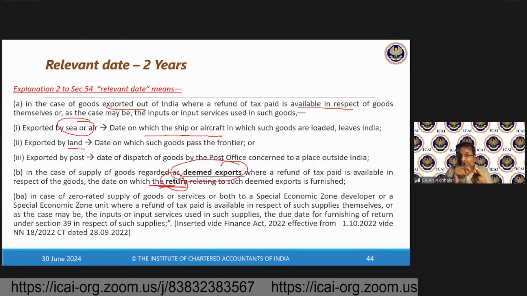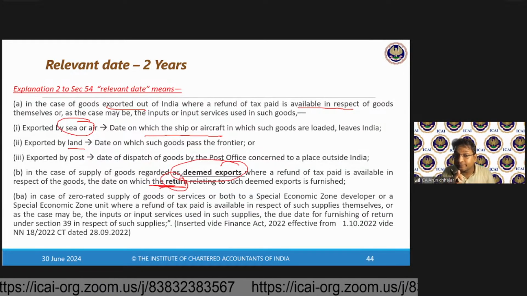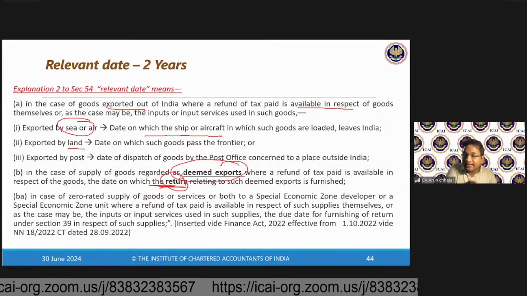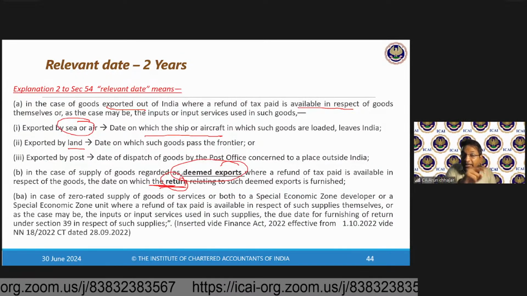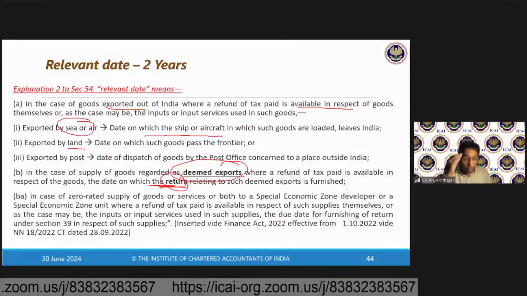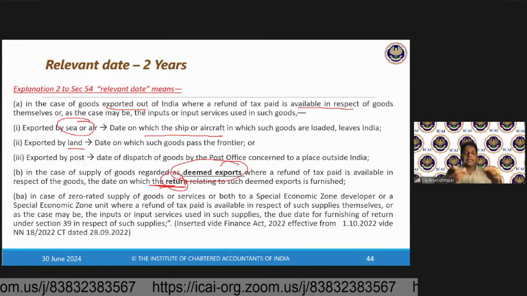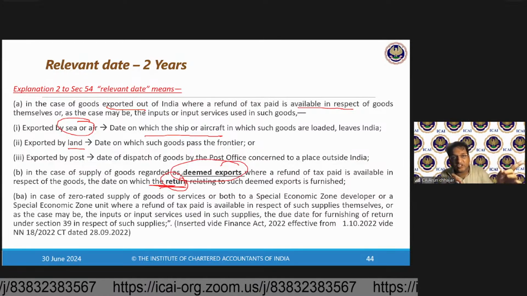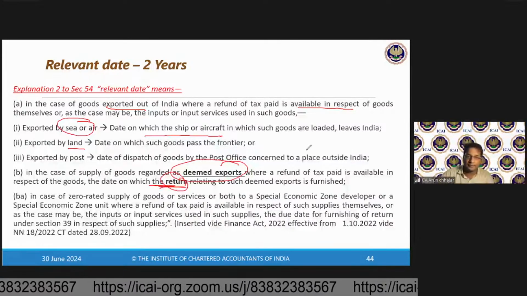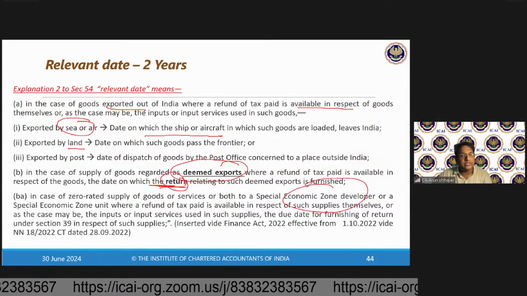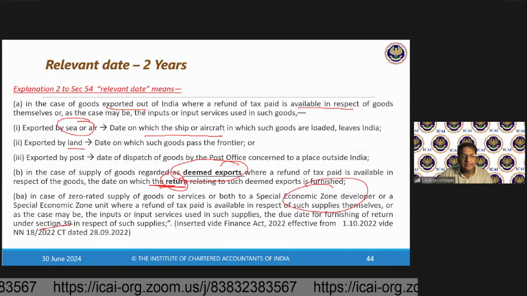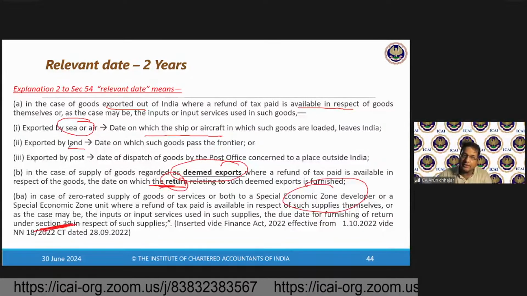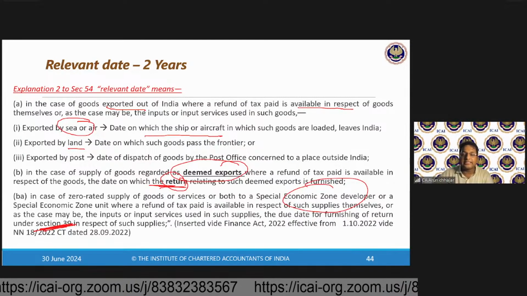deemed export, we know that the supplier or recipient, anyone can go for the refund. If the recipient is going for the refund, then will it be the return of the supplier or the return of the recipient? The circular has clarified that the return would always be the return of the supplier in which he has disclosed the supply. If you are making the supply to the SEZ unit or developer, they are saying GSTR 3B. When you provided the same in the GSTR 3B, then from that you need to get the refund within 2 years.